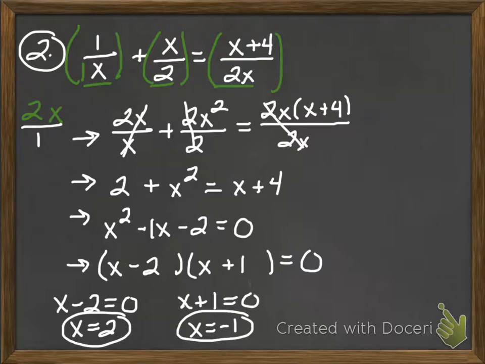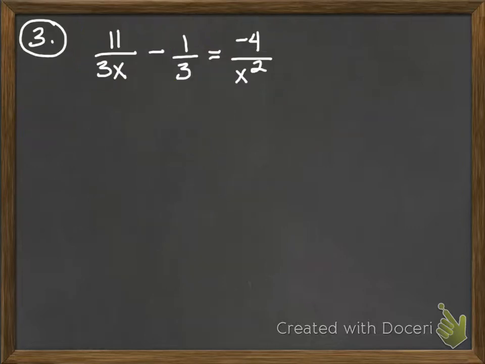All right, I've got one more problem for you, and then we're going to be done. All right, here we go. So in this problem, we have to find our least common multiple. So the only coefficients that I have are 3, 3, and 1. So 3, 3, and 1 will all go into 3.